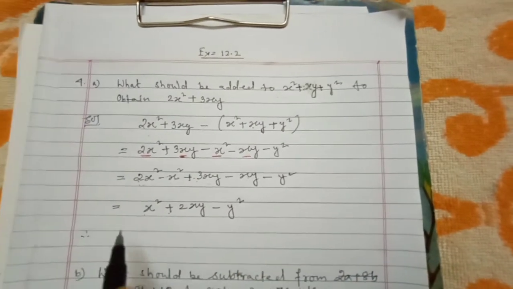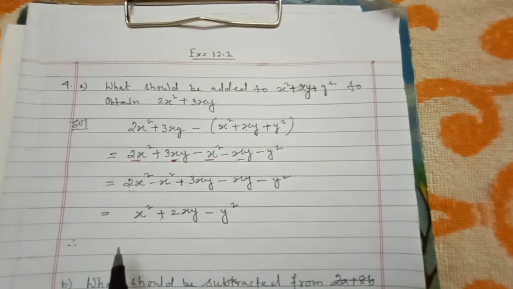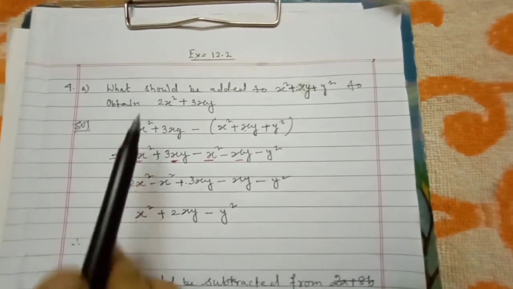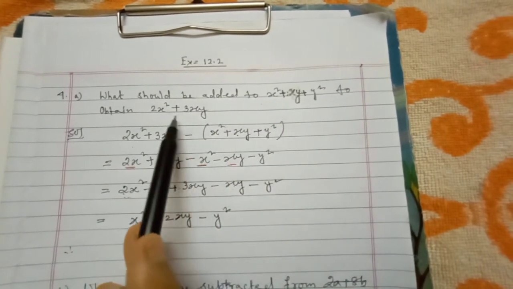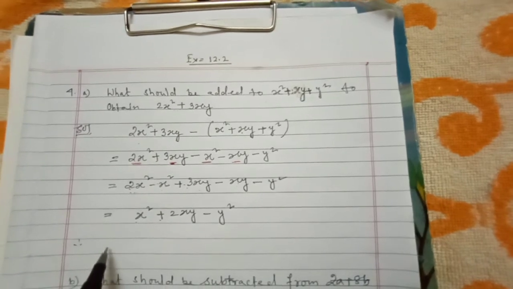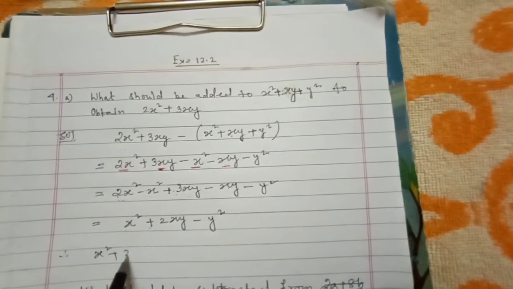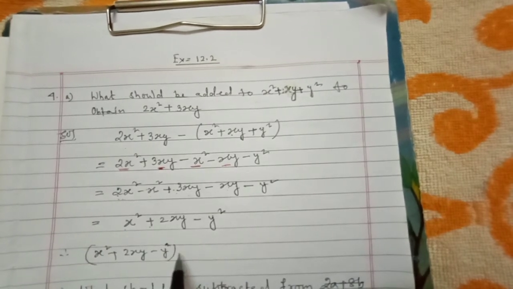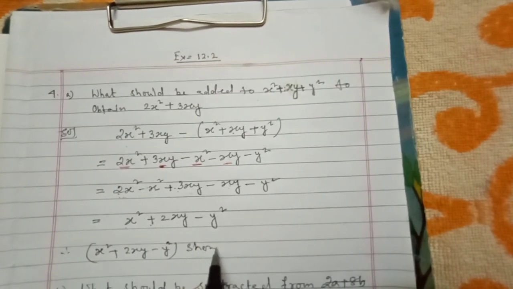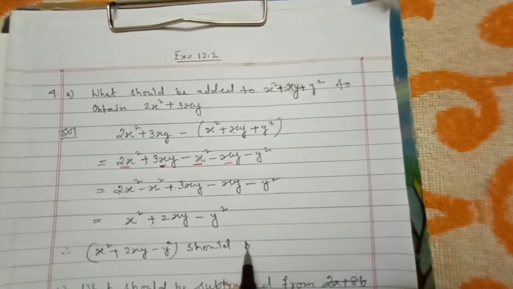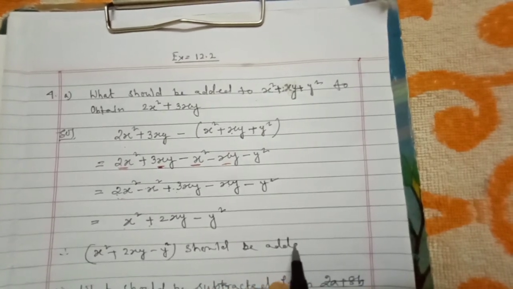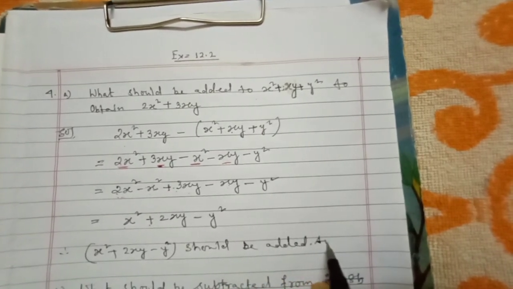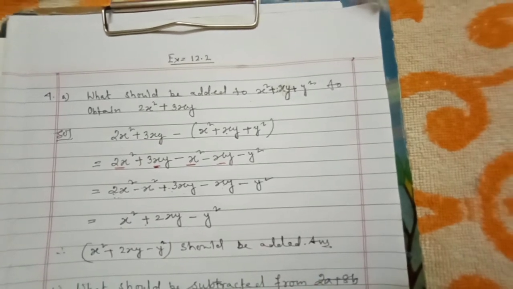Therefore, as it is a problem sum, you have to write the answer in statement form. What should be added to this to obtain this? Then you will write x square plus 2xy minus y square should be added. This is your answer. Come to the next question.